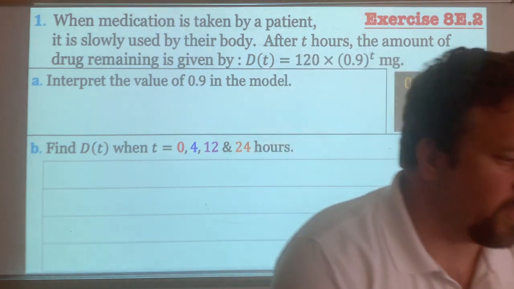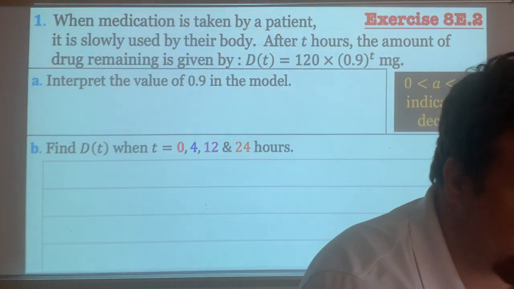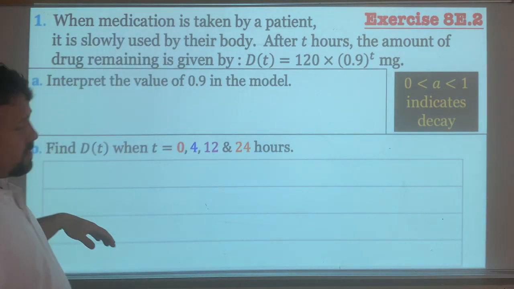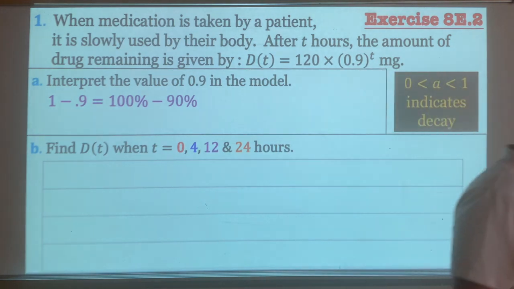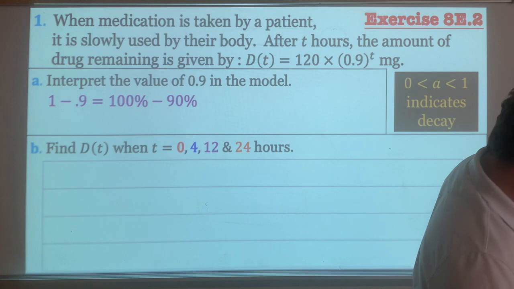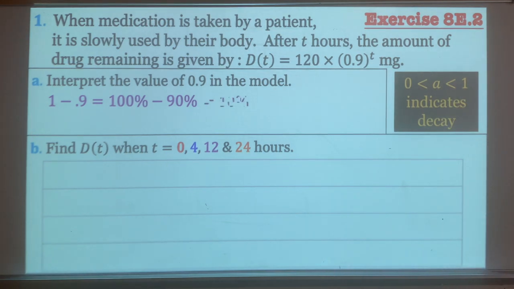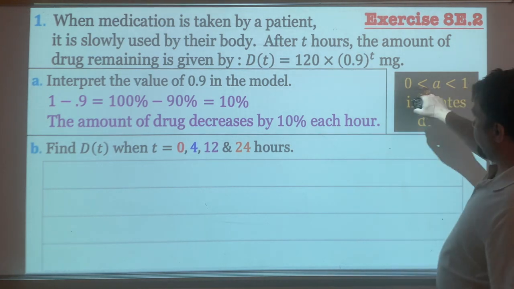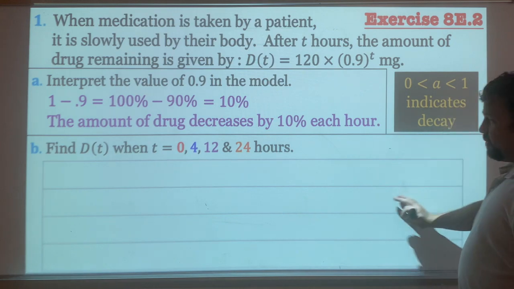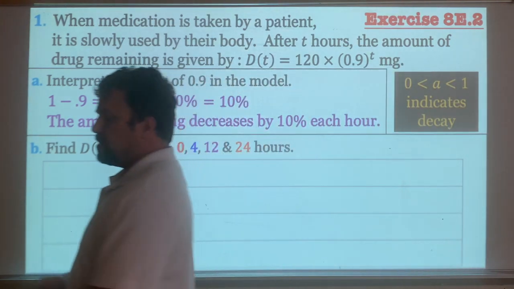Okay, so interpreting that means saying what that value actually means. 1 minus 0.9, or 100% minus 90%, equals 10%. So that 0.9 actually means the amount of drug is decreasing by 10% every hour. Right? And also, we know another important thing: when the base is greater than 1, that's growth; between 0 and 1, that's decay.